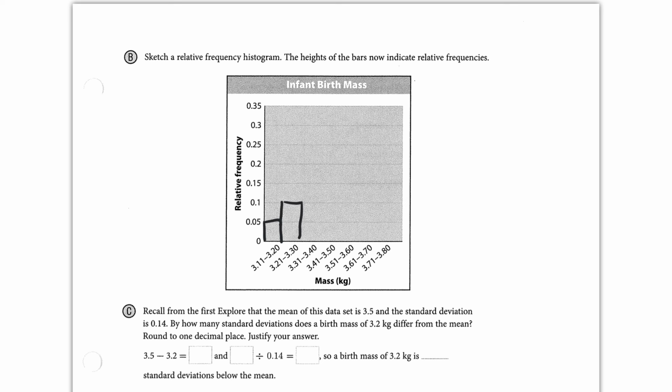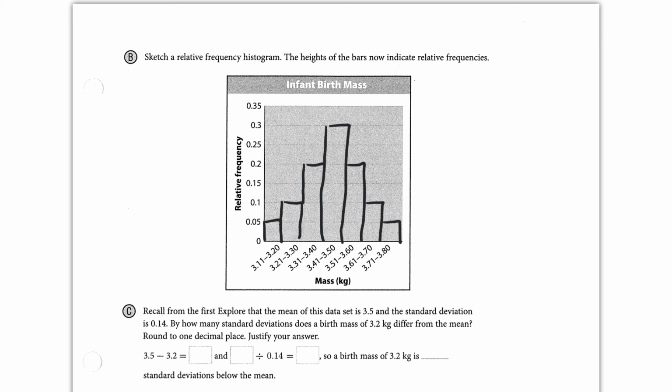For the next section, we had 0.2. Then we had 0.3. Then back to 0.2. Back to 0.1. And lastly, another 0.05.